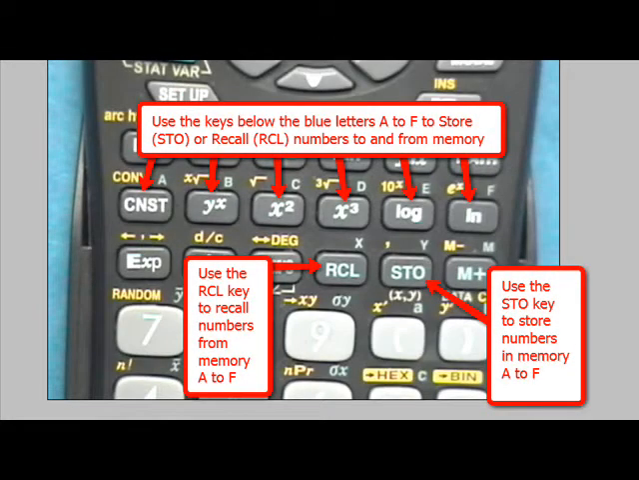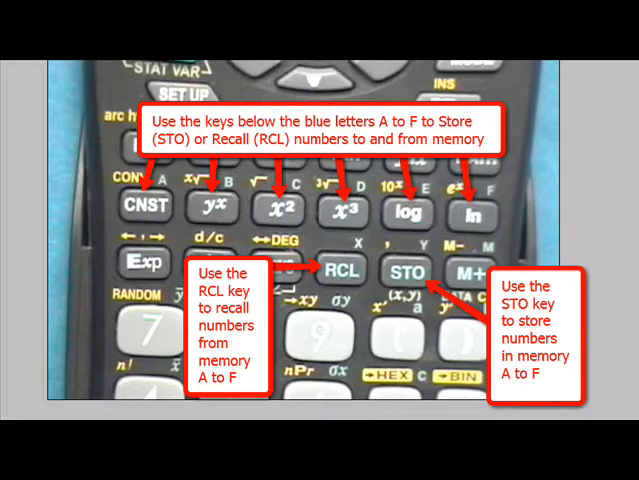Looking at the calculator, there are 6 possible storage spaces, A through F, shown with the red arrows on the screen. Storage spaces X, Y, and M are also available on the next row of buttons down. To store a number, you simply push the storage button and then the letter of the space you'd like to use. To recall, simply push the recall button and then the letter of the storage space you'd like to recall.